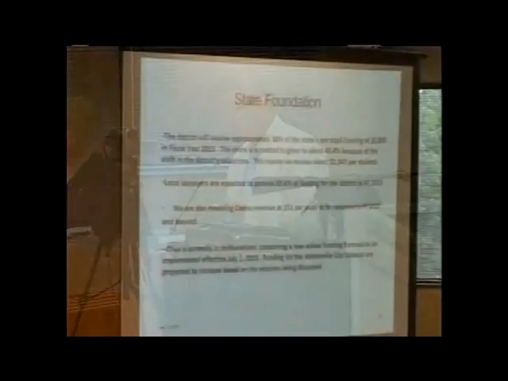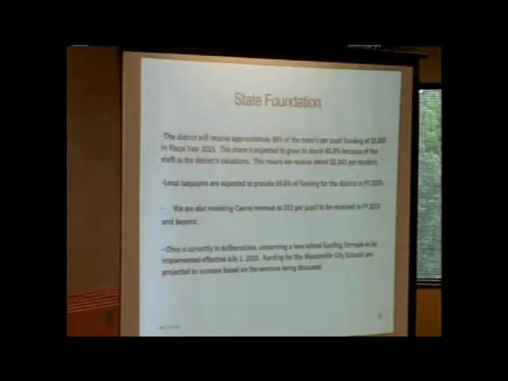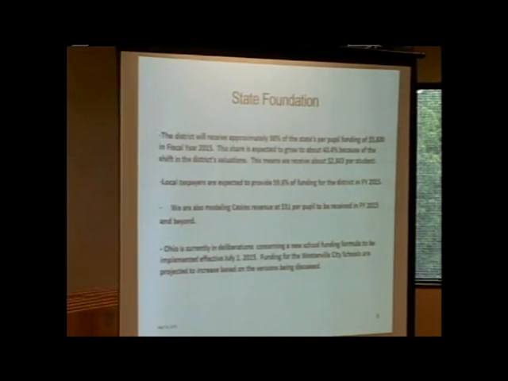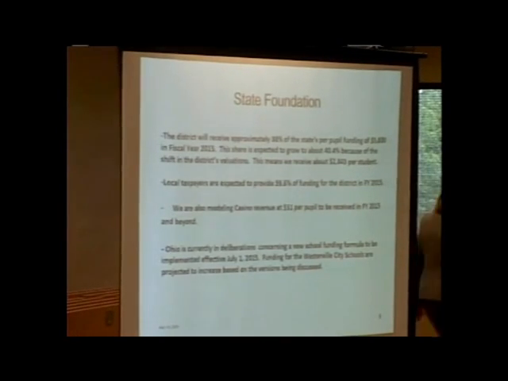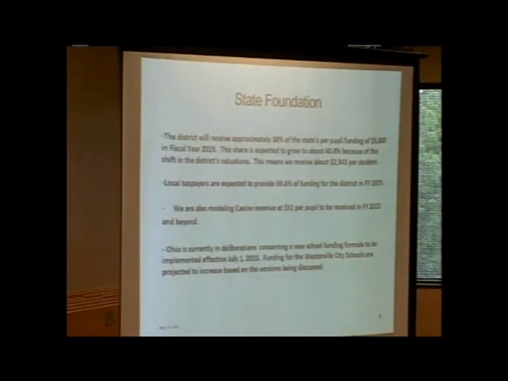The next line is the state foundation, and the state foundation basically is what we receive from the state. The funding formula currently is $5,800 per pupil, which means because of the way we are funded, this district receives about $2,343 per student of that $5,800, because that's what the state share for this district is. Everything else is collected locally. Okay, now going forward, and I'll show you in a picture in a minute.